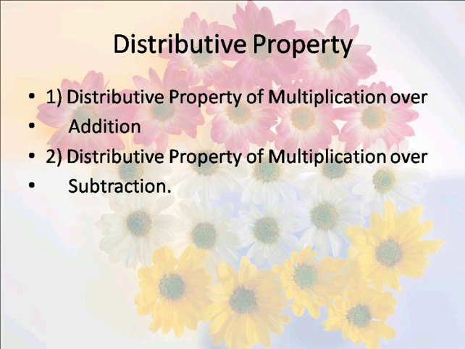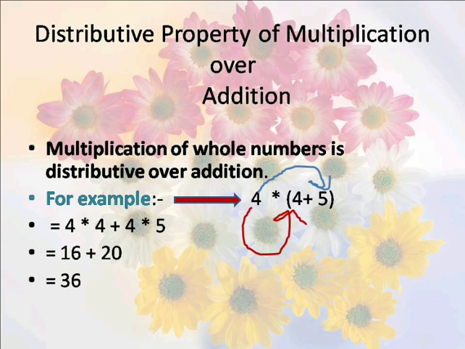Now number 1 is distributive property of multiplication over addition. Here we are having 3 numbers. One number is outside the bracket and 2 numbers are inside the bracket. So the number which is outside the bracket will multiply with both the numbers which are there inside. So can you see this example here? 4 multiply in bracket 4 plus 5. Now 4 is outside the bracket and inside 4 plus 5 is written.